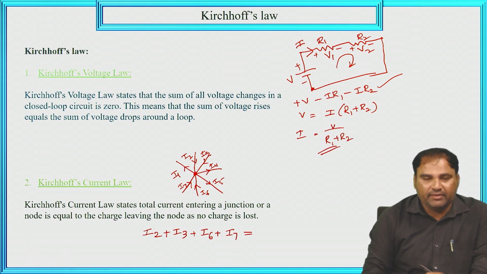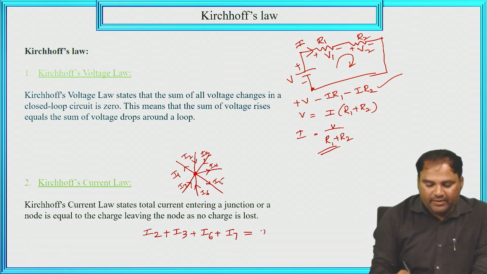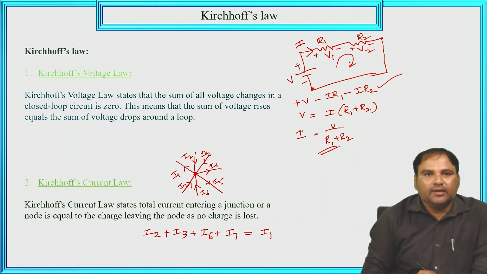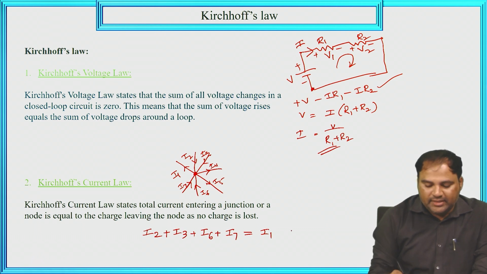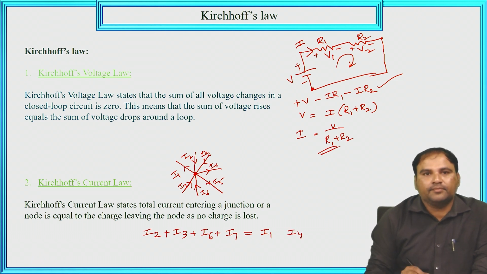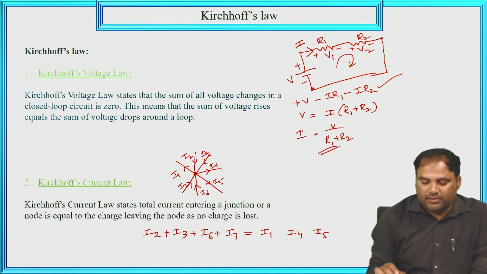So we are having the currents here leaving from the node point: I1 is there, and I4 is there, and I5 is there. So I5 is the last one. So here I1 plus I4 plus I5. So these are the incoming currents and these are the outgoing currents.